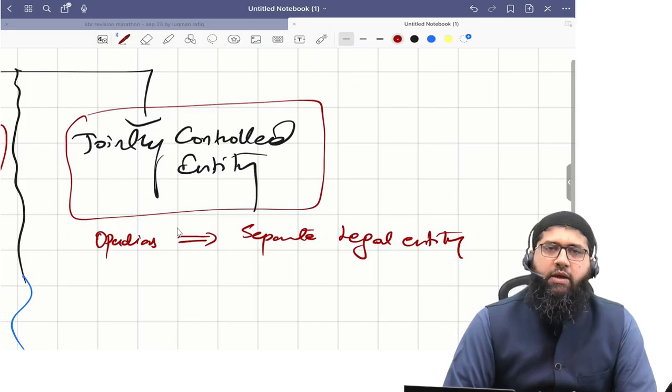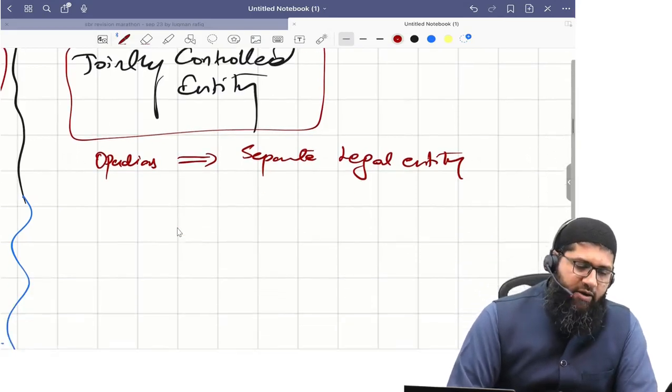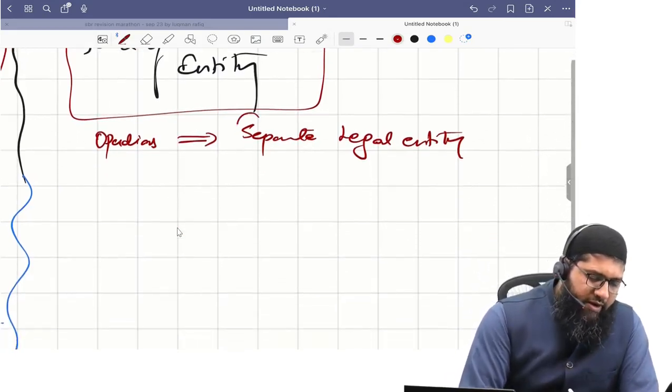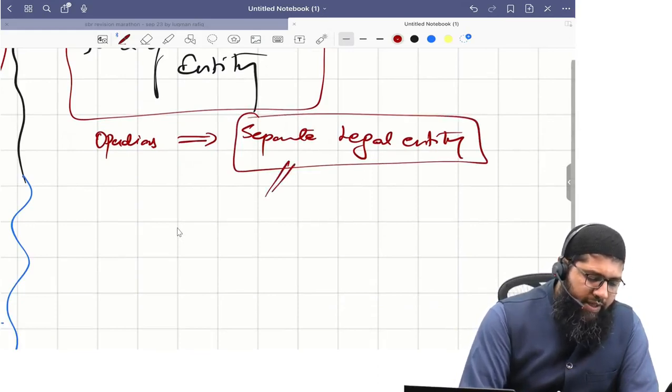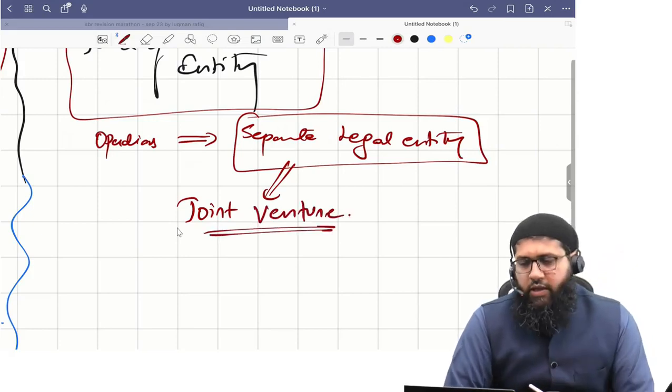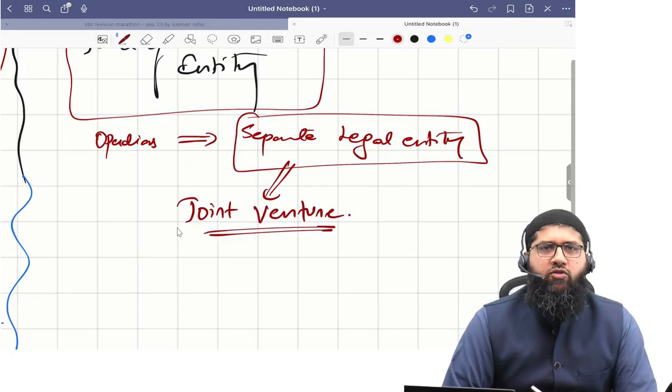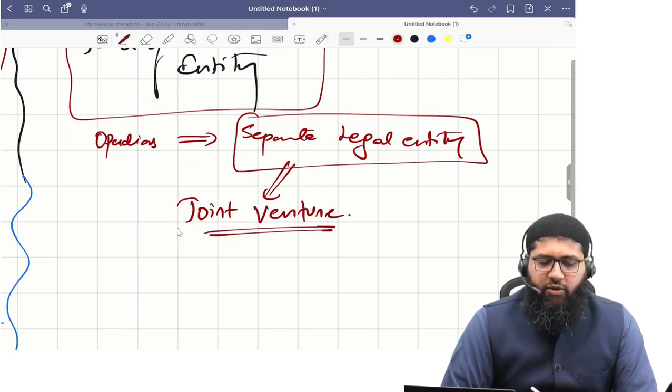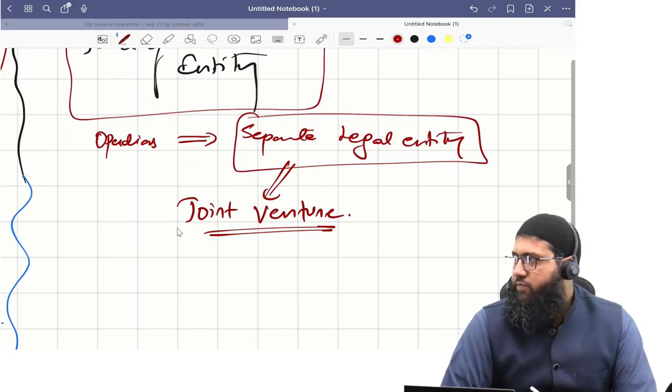What is it going to become? It's actually going to become a jointly controlled entity. So this jointly controlled entity is also termed as a joint venture. What is it going to be termed as? It is going to be termed as joint venture.